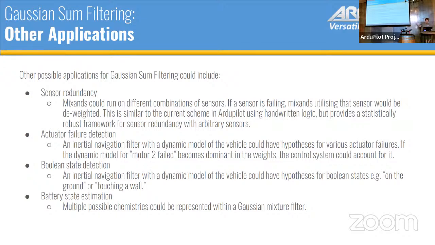And then battery state estimation, which I'm also working on. So we get to represent multiple possible chemistries with a Gaussian mixture filter, and that would allow us to give a user a worst case energy remaining, so that they could essentially get a time remaining or a range remaining for their vehicle, and we could implement a fail-safe based on that. Currently the only really useful fail-safe we have for batteries is probably the voltage fail-safe.